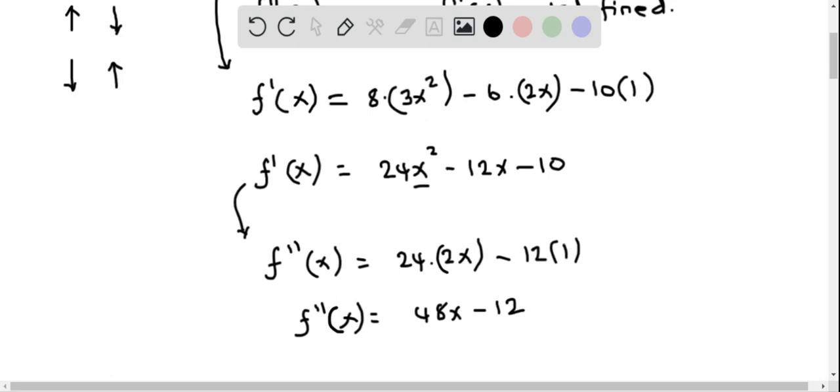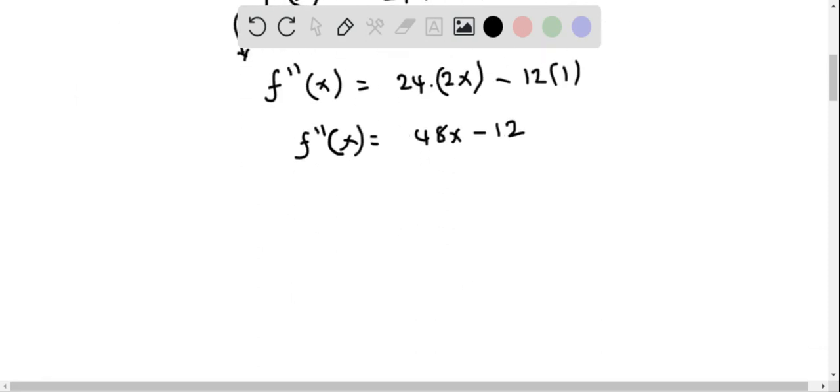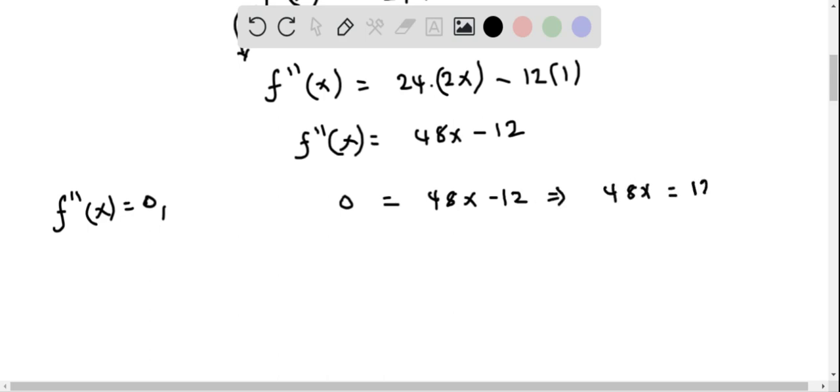Now let's set the second derivative equal to 0 and solve for x. So replacing the second derivative by 0, we get 0 equals 48x minus 12, and this gives 48x equals 12. So we solve for x as equal to 12 over 48, and this equals 1 fourth. So x is basically 1 fourth, or in terms of decimal, this is 0.25.